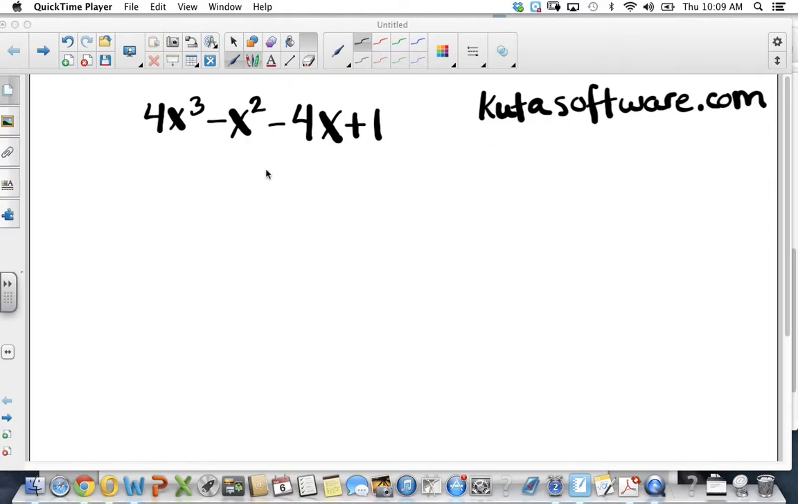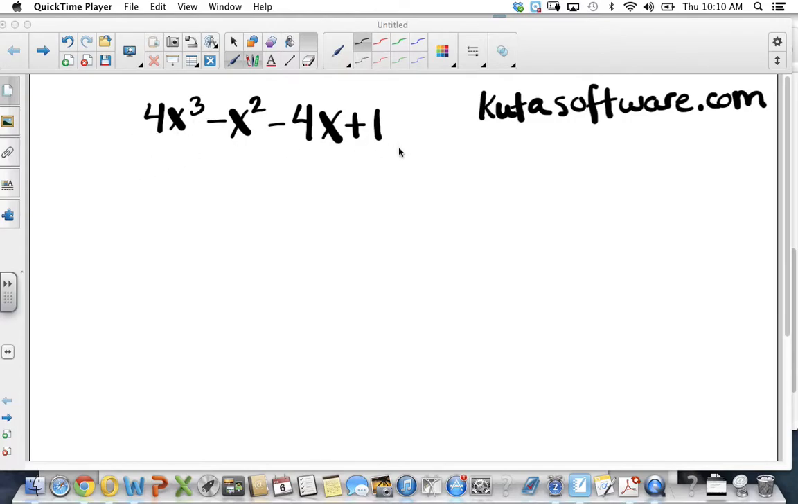I got this problem from a great website called kutasoftware.com, and they've got lots of extra practice problems for all types of math concepts, everywhere from Algebra 1 to calculus. So this is a great place to find practice problems. So we're going to factor this particular problem.